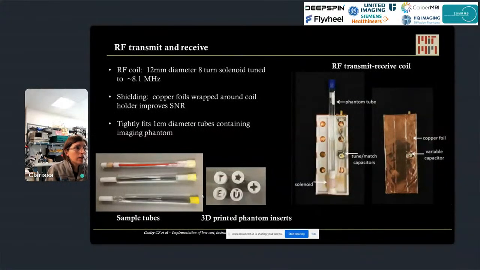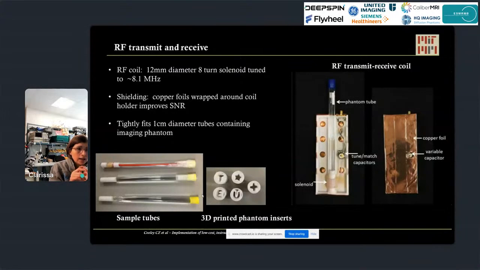So next is the RF transmit and receive coil. This is a very simple coil. It's just a small solenoid with a 12 centimeter diameter and 8 turns, tuned to the Larmor frequency, which in the V1 magnet case was 8.1 megahertz. The former for the RF coil is just 3D printed, and the whole thing is wrapped in copper foil for shielding, which helps improve the SNR quite a bit.